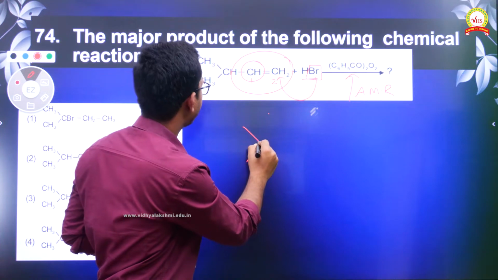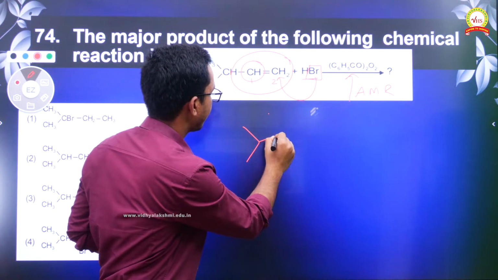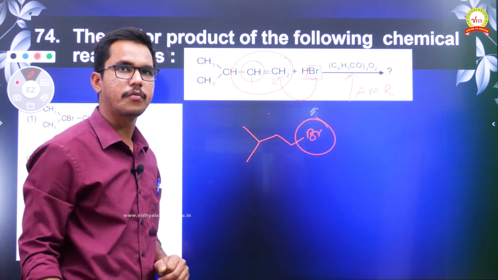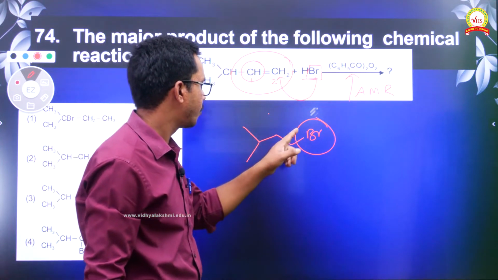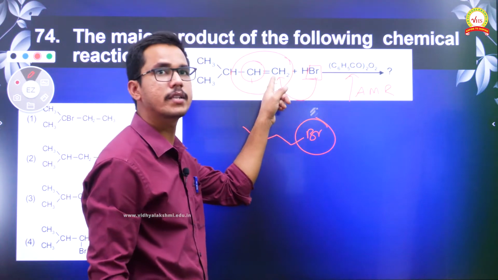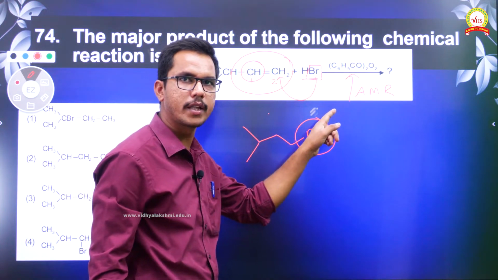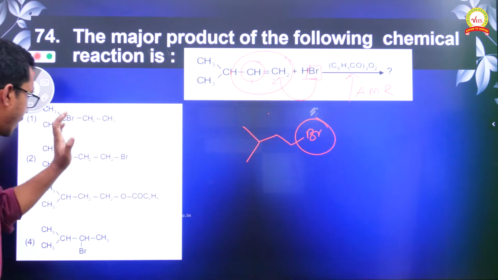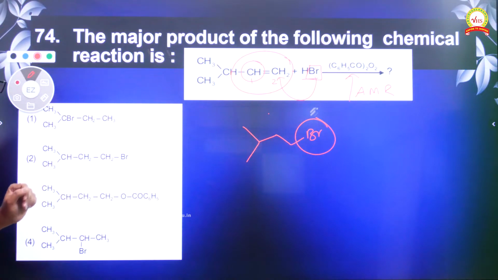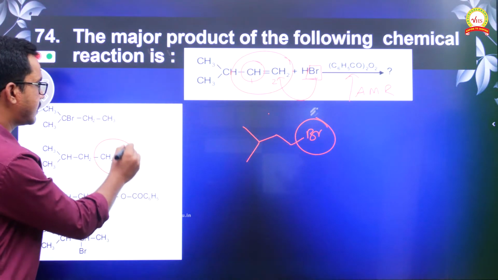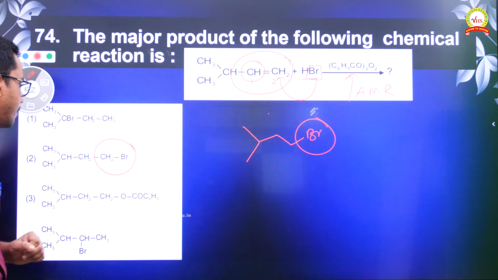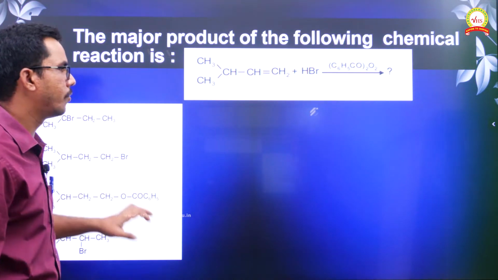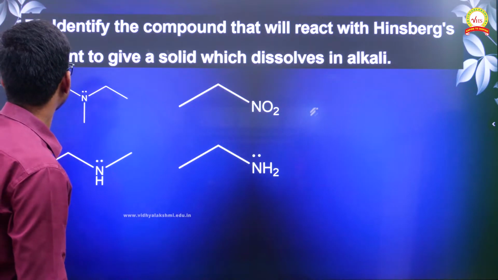This is the product. At the terminal position we have bromine. The double bond disappears and a single bond forms, and a bond between bromine and the carbon with more hydrogens forms, according to the anti-Markovnikov rule. Now let us see in which case bromine is at the terminal position. In the case of the second one, it is at the terminal position. That's why option 2 is the right answer. Let us go with the next question.